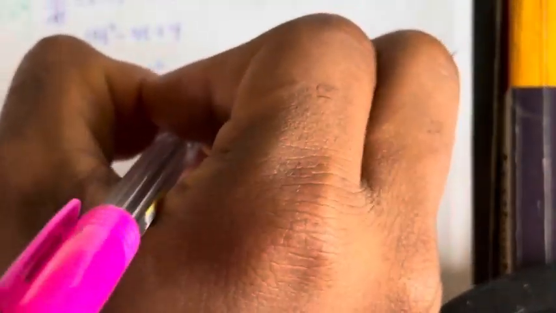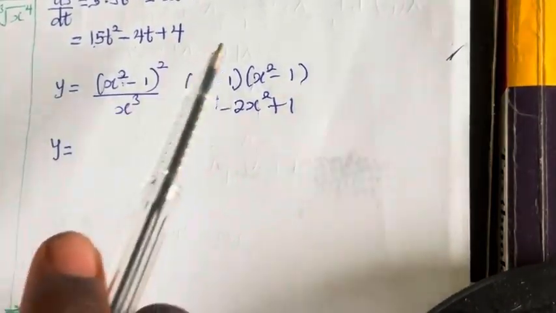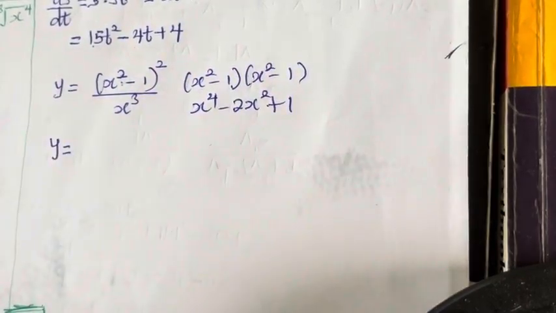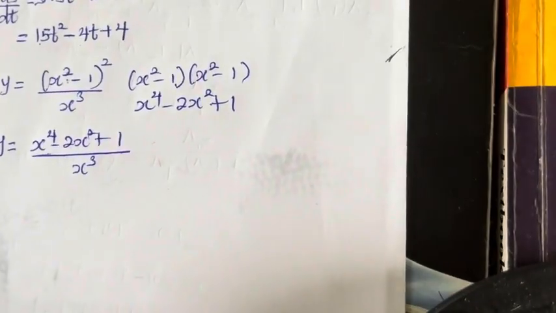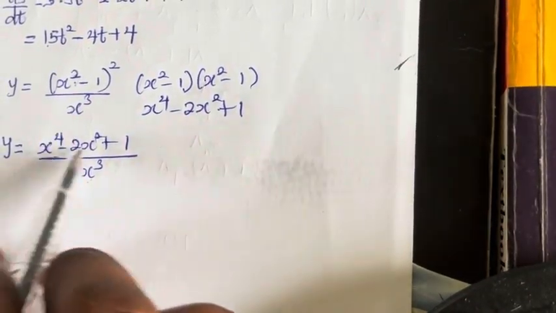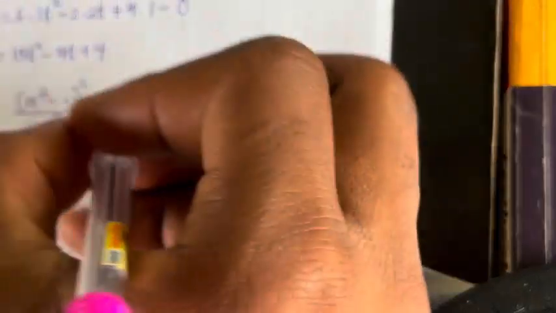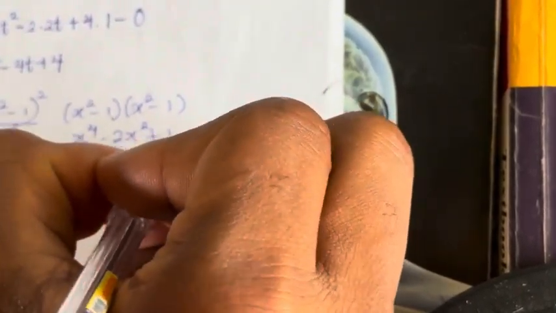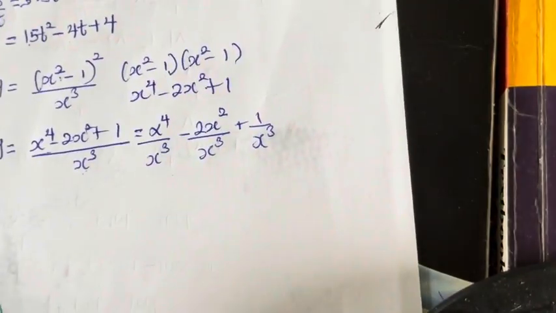So you open the bracket, you have x to the 4 minus 2x squared plus 1. How did I get this? You do this times this, then this times this, then this times this, and this times this. Then you get this after the whole evaluation. So this is (x to the 4 minus 2x squared plus 1) over x cubed. Next thing to do is that we express x cubed as the denominator of each of the terms in the numerator. So this is just x to the 4 over x cubed minus 2x squared over x cubed plus 1 over x cubed. Have you got that? Yeah.